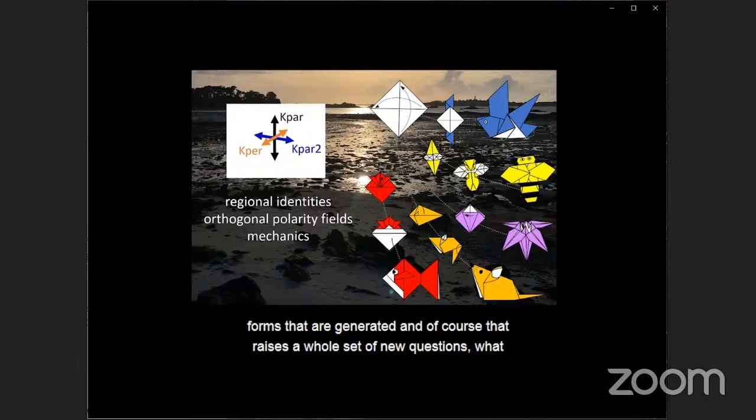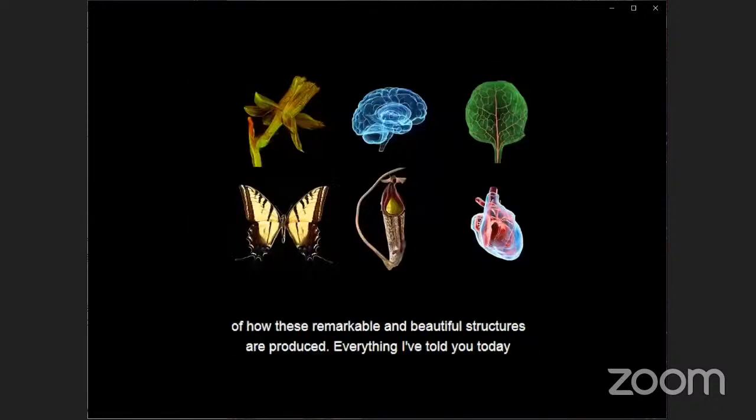And of course, that raises a whole set of new questions. What controls these polarities? How are these regional identities connected with these polarities? How are these polarities influencing the growth and the deformation of cells? These are all exciting questions that lie ahead. And so eventually maybe we'll have a fully mechanistic understanding of how these remarkable and beautiful structures are produced.